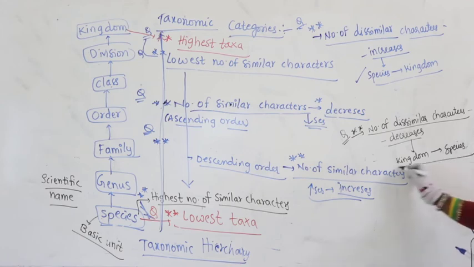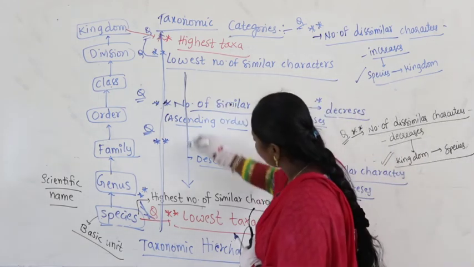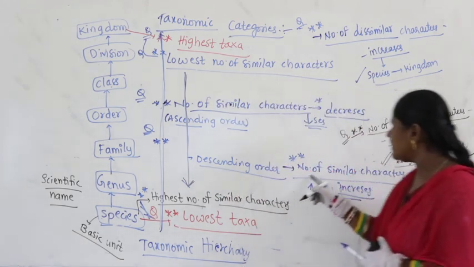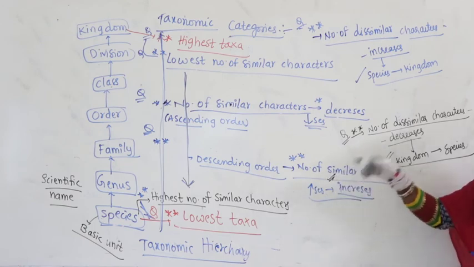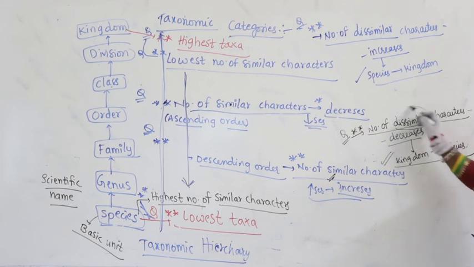Then you have to choose the option. This will become the answer: kingdom to species, that is descending order. What is descending order? This is descending order. So, in descending order what happens? The number of similar characters increases. Number of similar characters increases meaning what? The number of dissimilar characters decreases automatically, right?